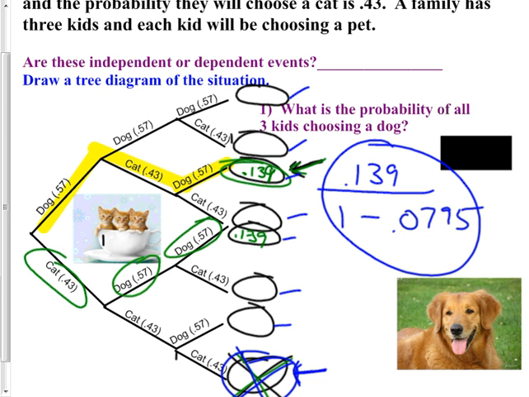Okay, so then let's do just an easy one. What's the probability of dog, dog, dog? I didn't give you any conditions. No conditional. Just what's the probability of dog, dog, dog? So did you do just 0.57 to the third? And what'd you get?